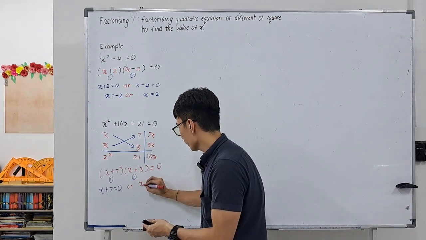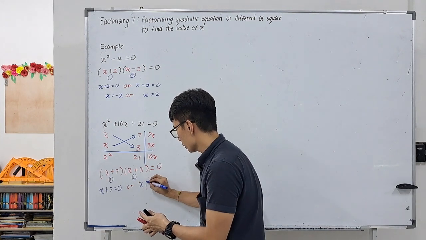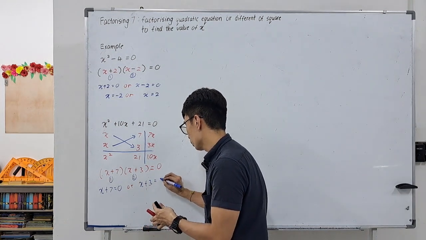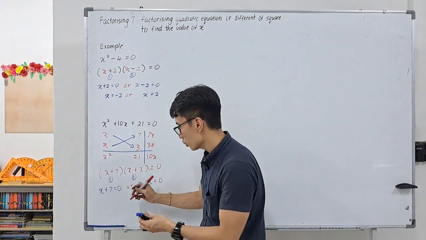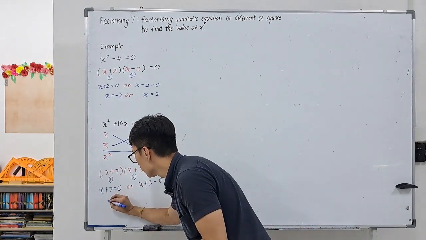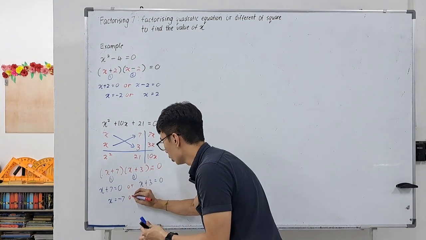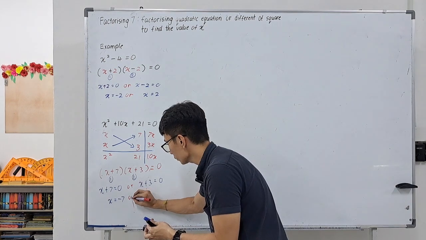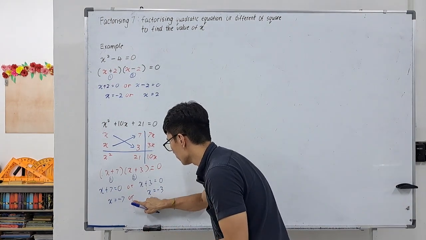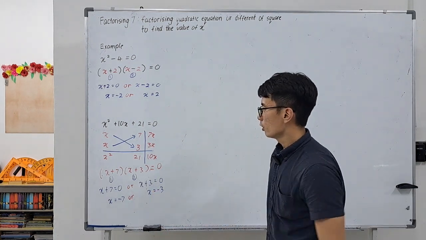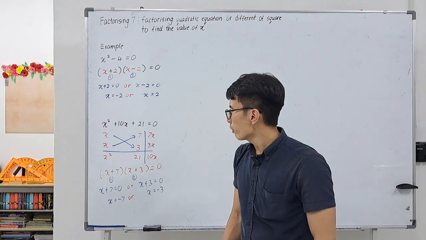Or x plus 3, that's going to equal 0. So what are my values of x that will satisfy this equation? That's going to be x equals -7 or x equals -3. Okay? And we can check all these things very quickly.